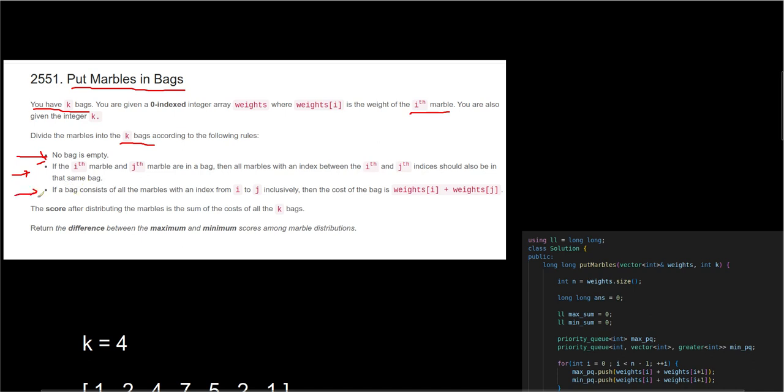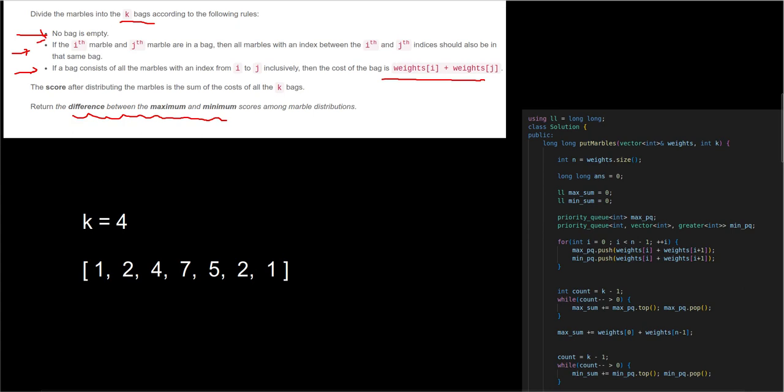If a bag consists of all the marbles with an index from i to j inclusively, then the cost of the bag is weights[i] plus weights[j]. The score after distributing the marbles is the sum of the cost of all the k bags. Return the difference between the maximum and minimum scores among marble distributions.